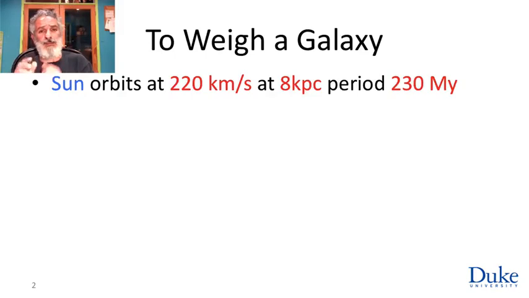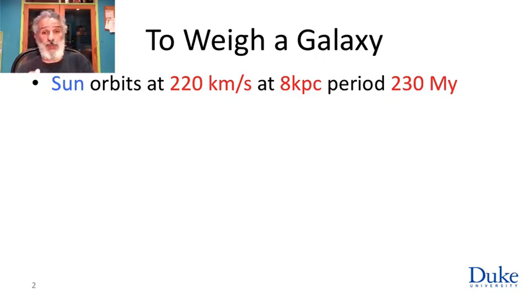The distance of the sun from the center of the galaxy that I quoted as 8 kiloparsecs is one of the least precisely known numbers in astronomy. In fact, it's somewhere between 7.5 and 8.5 kiloparsecs, so there's a 12% uncertainty or 6% uncertainty in this distance. It is a difficult measurement to make.